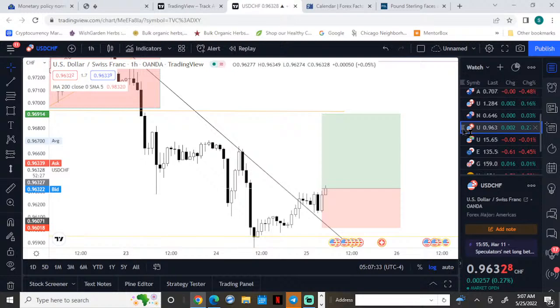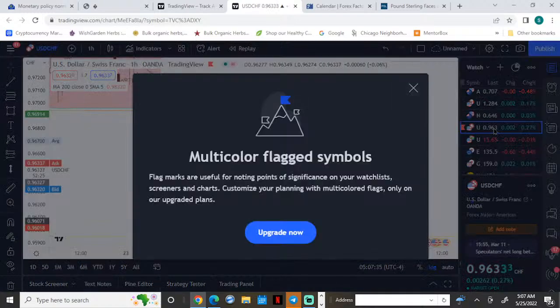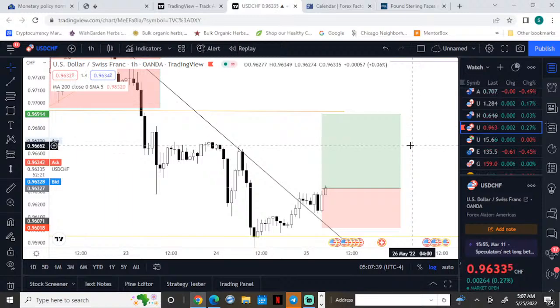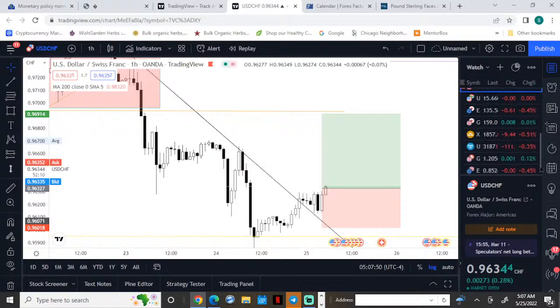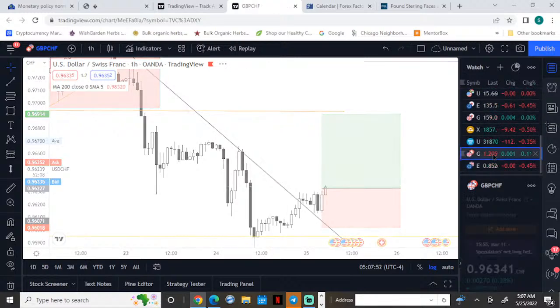All right, I'm going to change this to, I guess I can't change it. I need to purchase TradingView. I really do. Need to stop playing with my life. All right, gonna put red on that one, remind myself that I am in that trade.